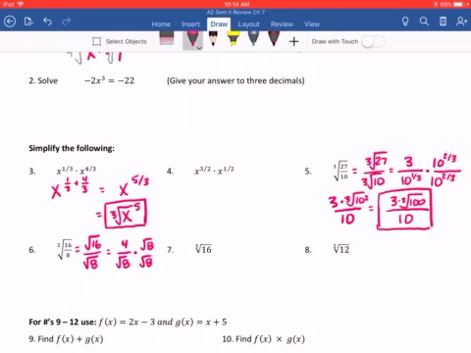And in the top, we get 4 times the square root of 8. And in the bottom, the square root of 8 times the square root of 8 is the square root of 64, which is just 8.